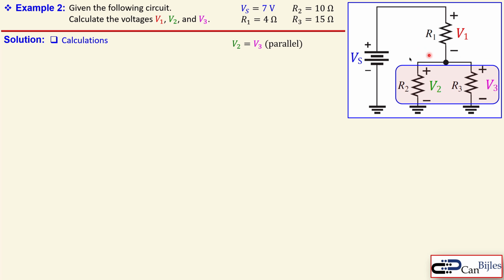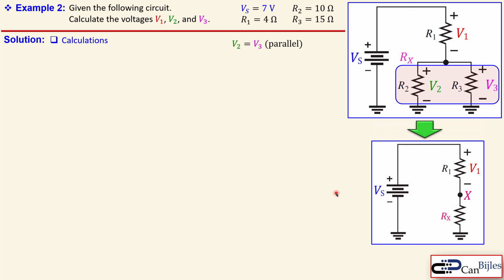So we can take this together and also call this a new resistor, which I just called Rx. Now we can find the equivalent resistor here by using the parallel resistor formula. So we can first transform this to a more convenient, easy circuit. You see again a Vs, R1, but now the Rx, which is still to be determined, and the voltage across this Rx is called Vx at this node X.